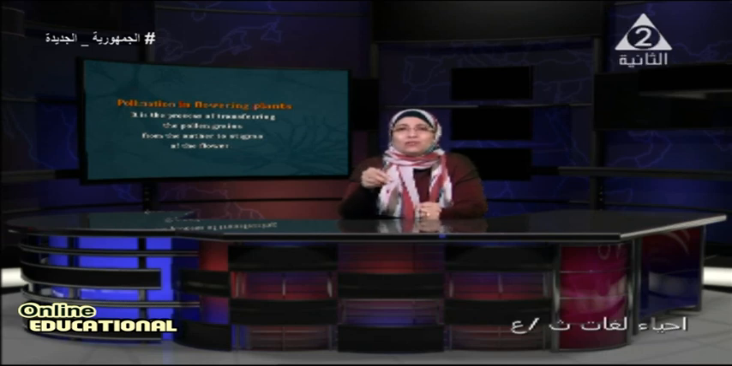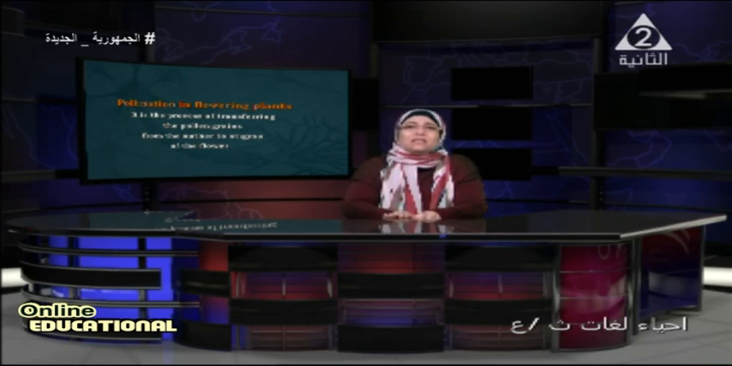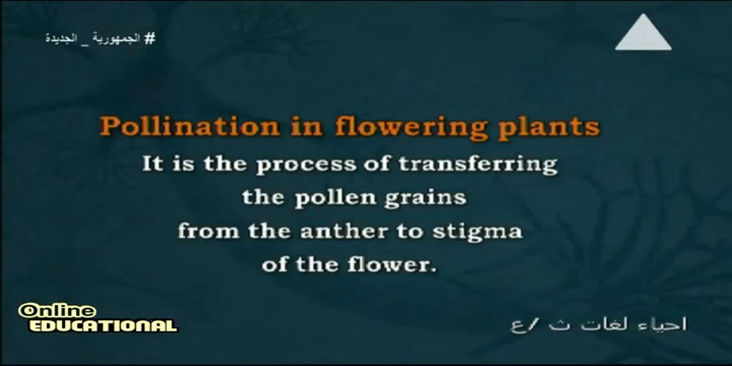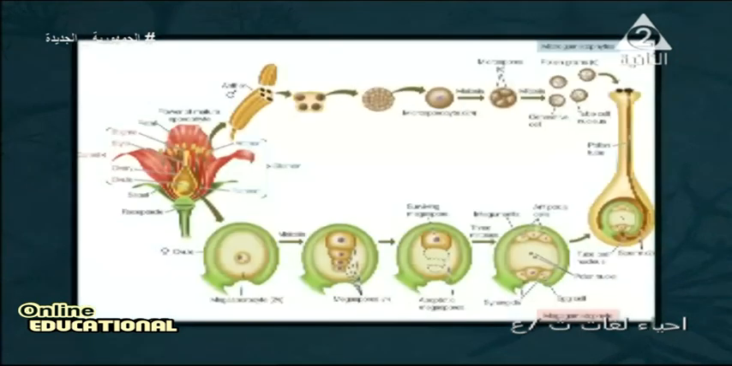Because the pollen grain transfers from the anther of the same flower to the stigma in the same flower, in its place, not transferred from one flower to another. Now we will continue with pollination. Pollination means the transfer of pollen grain from the anther to the stigma.